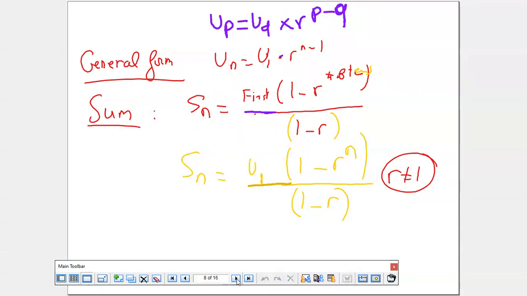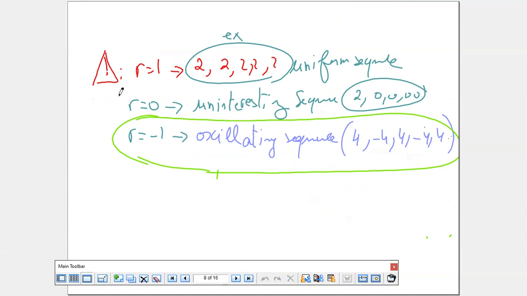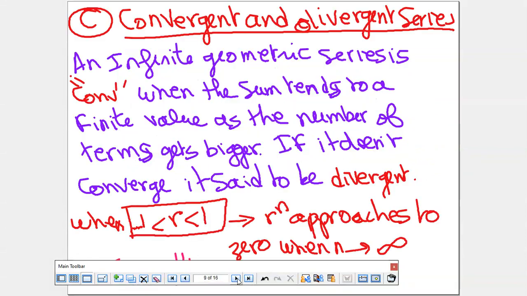Let's move, guys, to a small remark. Now, if r is 1, what do we say about this sequence? We say it's a uniform sequence. For example, I'm multiplying by 1: 2 times 1 is 2, times 1 is 2, so it's a uniform sequence. If r is 0, the sequence is not at all interesting, because I have just the first term not equal to 0, and then all the remaining terms are 0. And if r is minus 1, we say it's an oscillating sequence, because one term is going to be positive, negative, negative, positive, positive, negative. So also it's not really interesting.